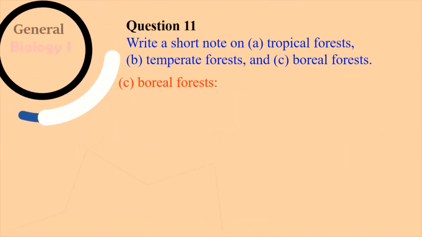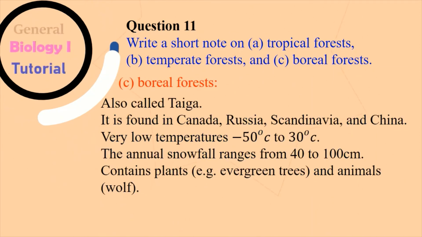C. Boreal forests, also called taiga. It is found in Canada, Russia, Scandinavia, and China. Very low temperatures, -50 degrees Celsius to 30 degrees Celsius. The annual snowfall ranges from 40 to 100 centimeters. Contains plants, for instance evergreen trees, and animals, wolf.